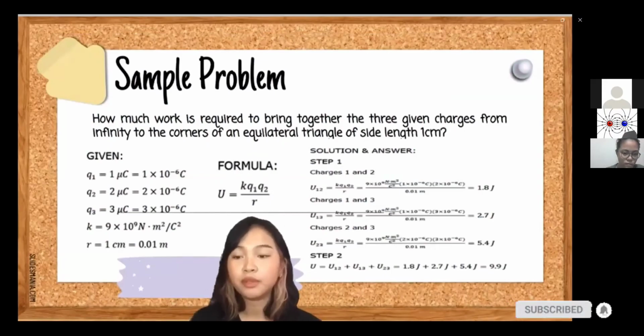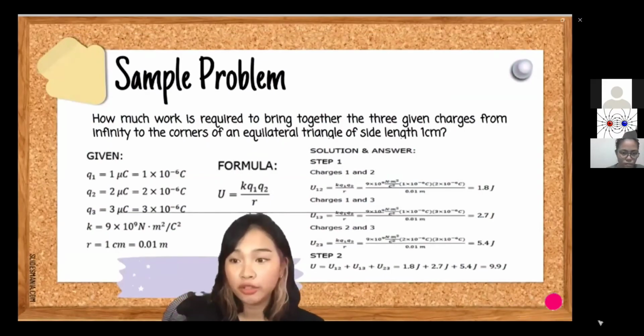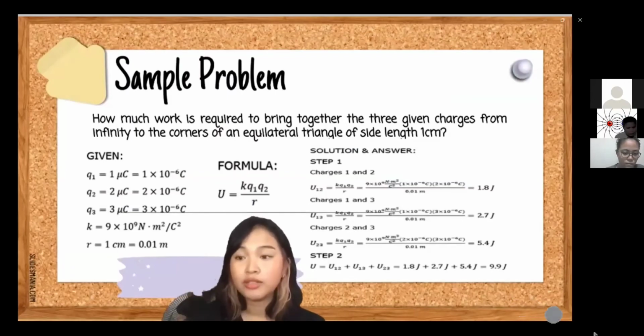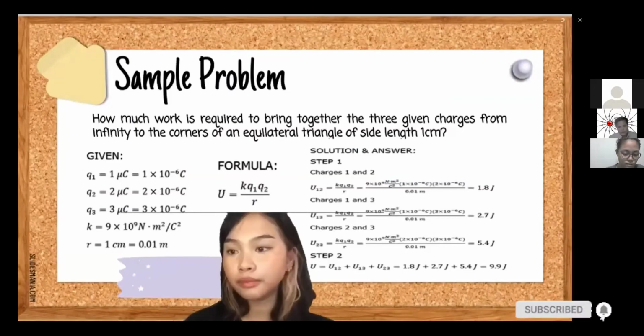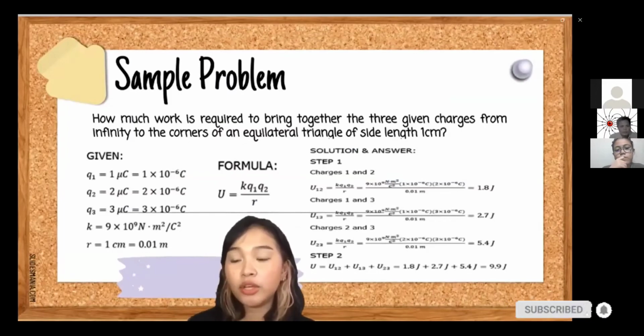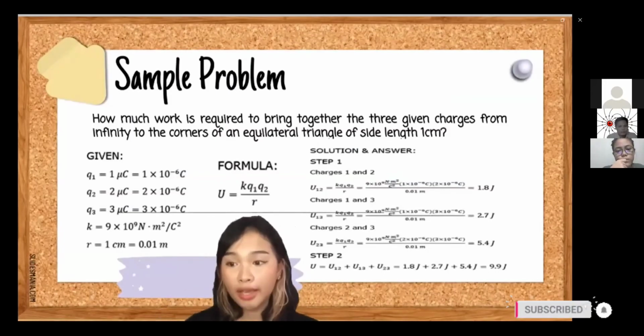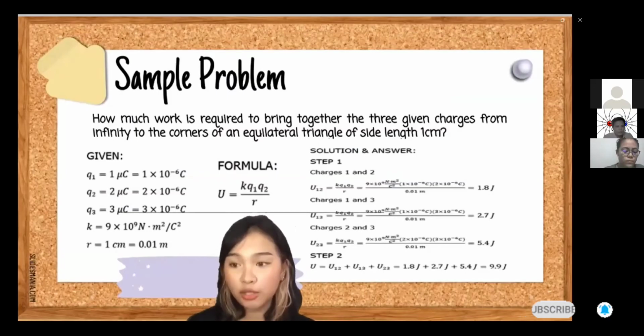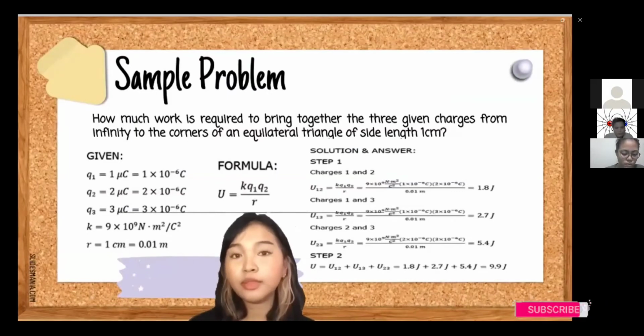Here is a sample problem. How much work is required to bring together the three given charges from infinity to the corners of an equilateral triangle of side length 1 centimeter? The formula that we'll be using for this problem is U equals K times Q sub 1 times Q sub 2 over R, where U refers to the potential energy of the object in joules, K refers to the Coulomb's constant, Q refers to the charge of the point particle in coulombs, and R refers to the distance between charges in meters.